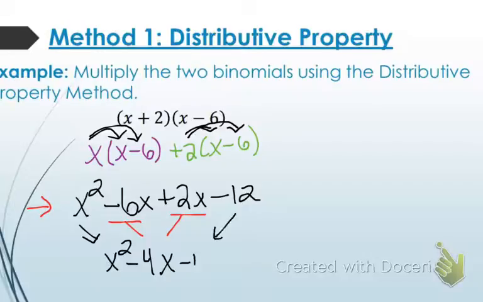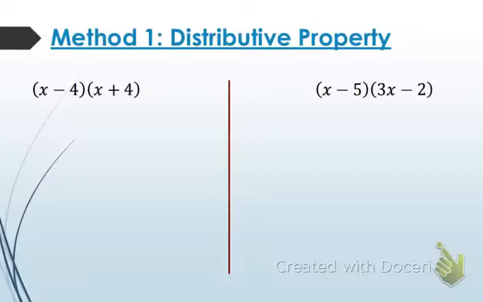Bring down the minus 12 as well. Now we can say, okay, this is our final answer. We have simplified, we have combined what we can, so that's it. Multiplying these two together, and this is the result that we get.